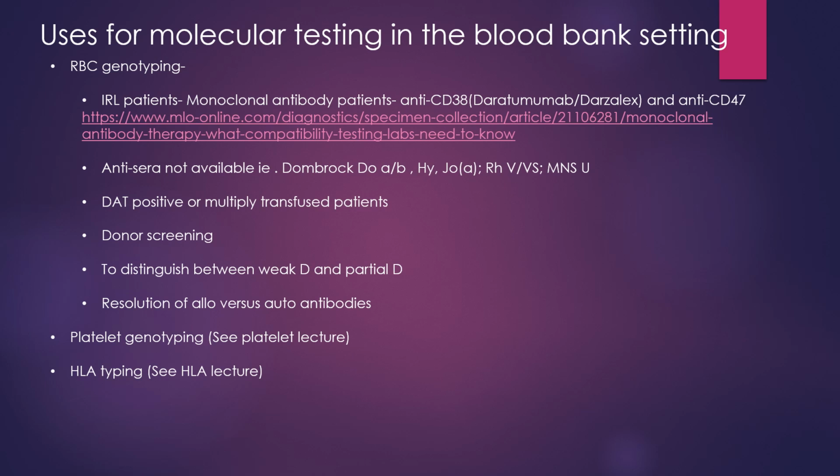It's also very helpful whenever we don't have any known antisera for that certain antigen. So in the cases of Dombrock, Holley, Joseph, some of the RH antigens, and U, we also use it for DAT positive or multiply transfused patients. We can't get a phenotype because the patient's just been transfused, so we can do a genotype. We also do mass donor screening to look for special antigen units so that we can match up donor units with patient needs.